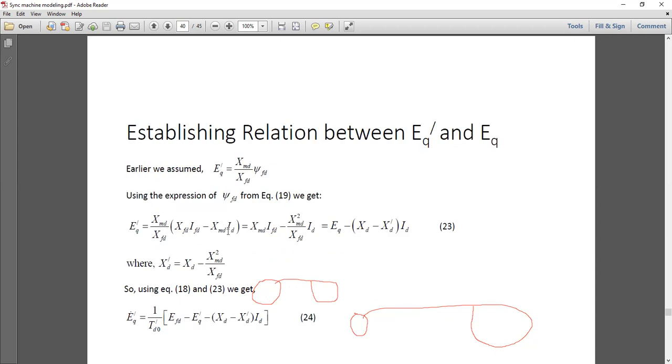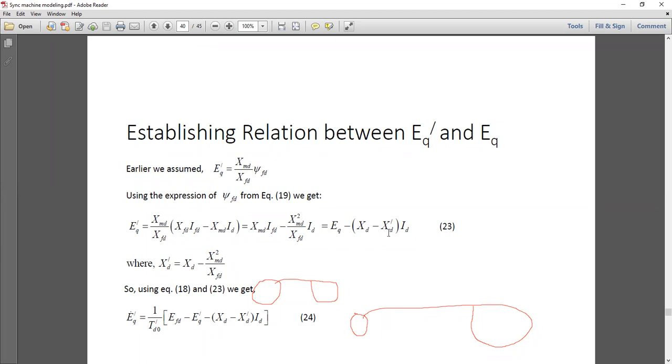So using this expression and some notational simplifications, after we calculate this, we have xmd ifd, and that is eq. And xmd square over xfd is actually replaced by some function of xd dash, where xd dash is a function of xd and this term xmd square over xfd.